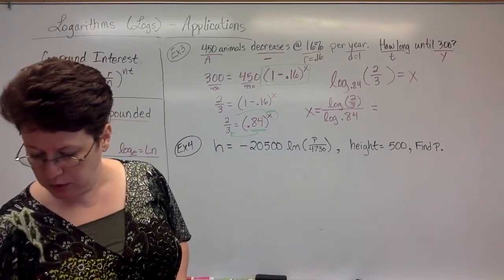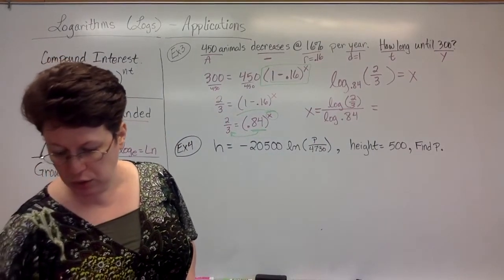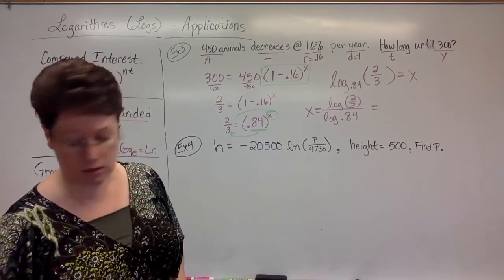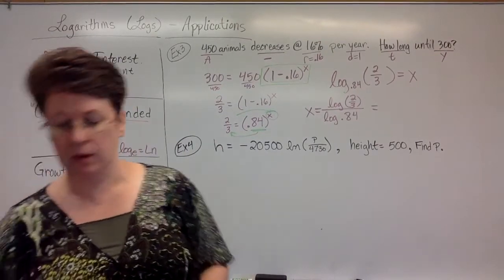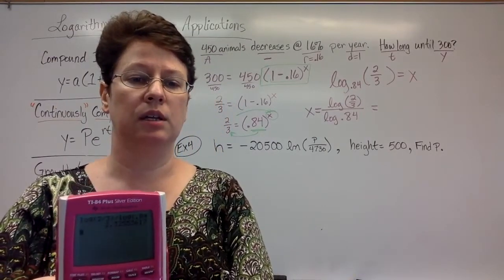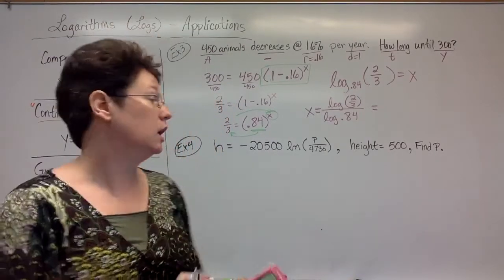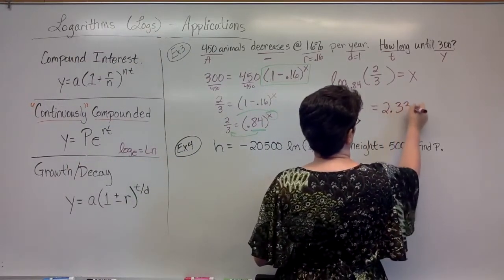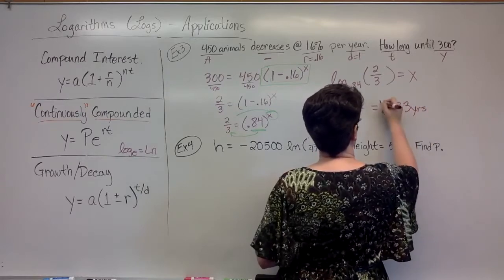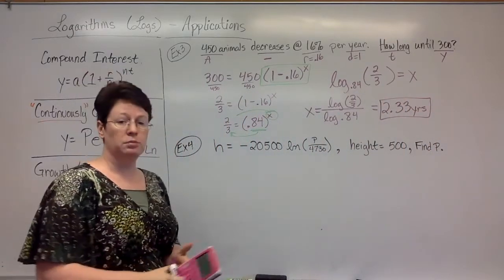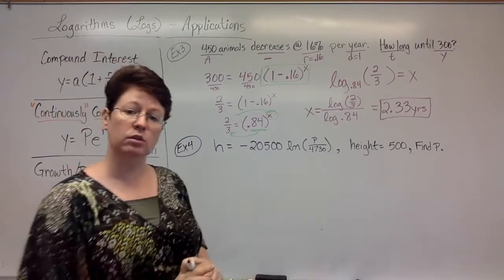Log of 2 divided by 3, close those parentheses. Log of 0.84. Okay, got it all in there. It's looking beautiful. What do we get? 2.33. Ooh, that's not good. In 2.33 years, the population will be down to 300.